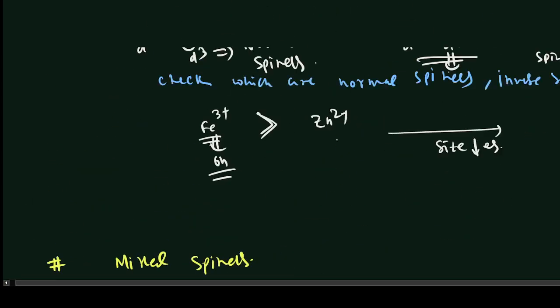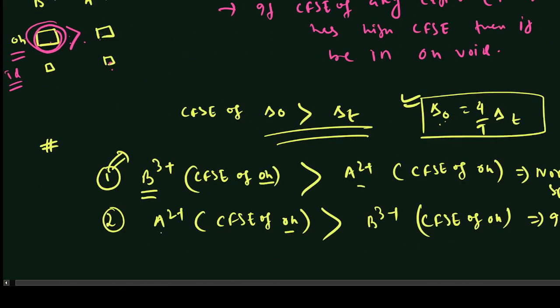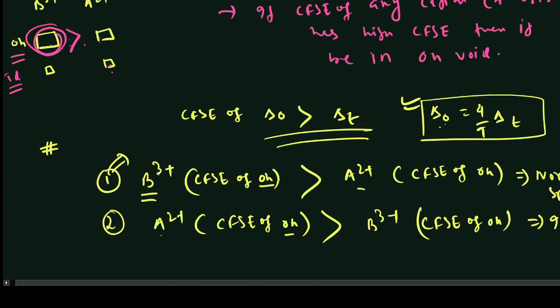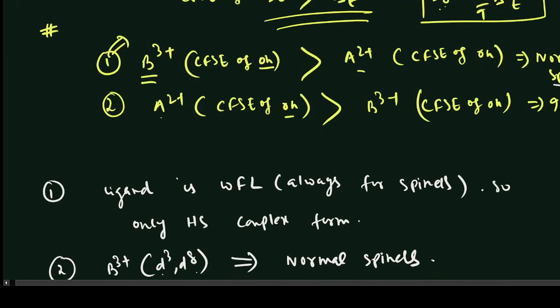inverse spinels. Okay, so for normal spinels, we say that if the B3+ cation has higher CFSE than the A2+ cation, then that is going to be a normal spinel. If A2+ has higher CFSE than B3+, that is going to be an inverse spinel. Okay, and note that we are only calculating the octahedral CFSE because octahedral CFSE is generally greater than tetrahedral CFSE.